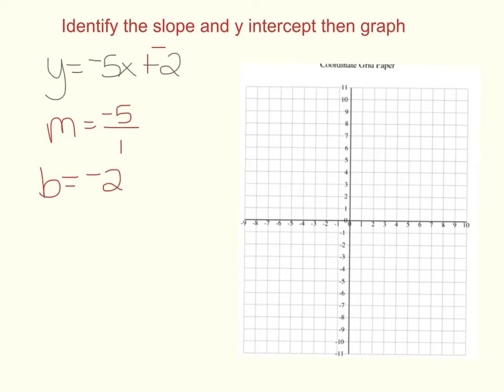Okay, so let's actually go to graph this. So y-intercept first, so we're going to put a dot at negative 2. And then our slope is negative 5 over 1, which means down 5, right 1, from the actual point that we plotted on our y-intercept. So down 5, 1, 2, 3, 4, 5, right 1. We should be right here.